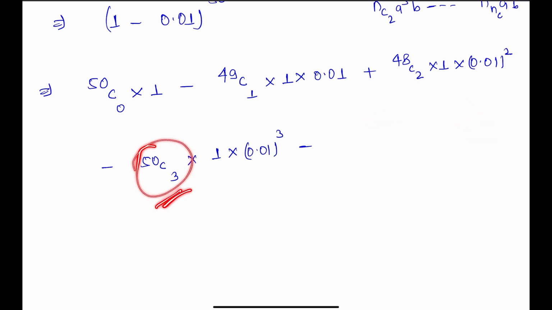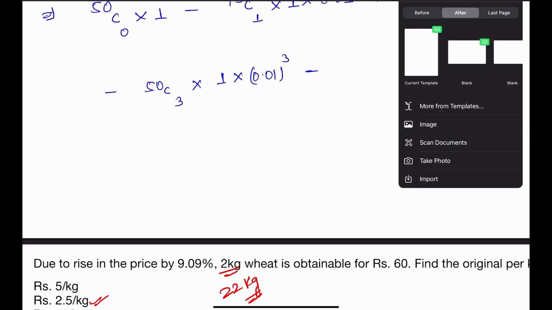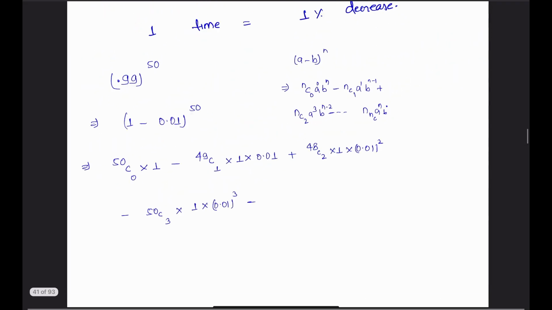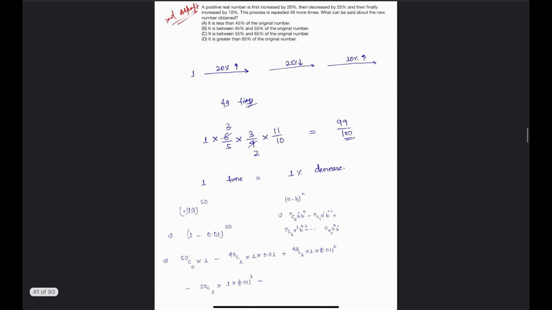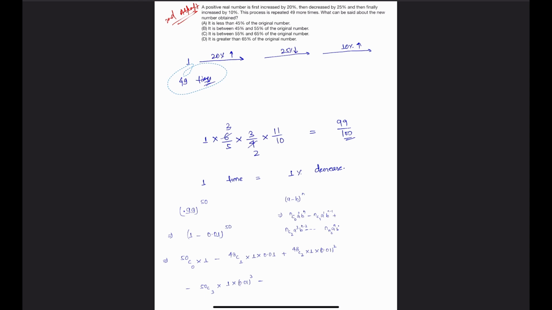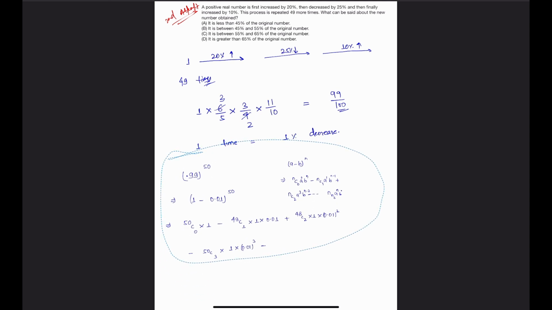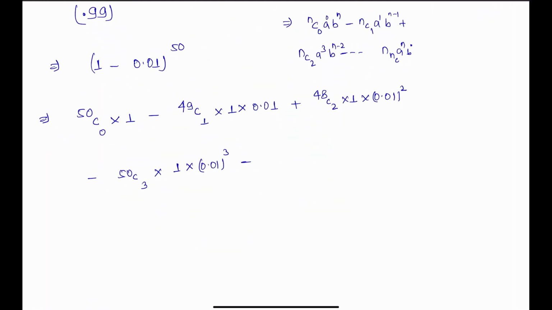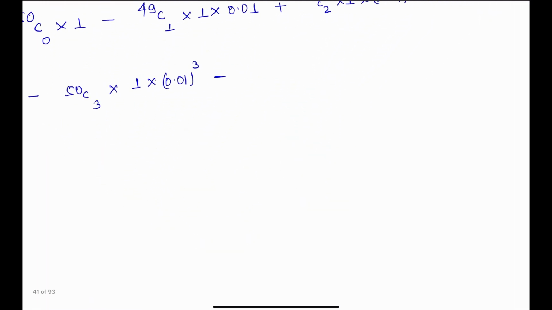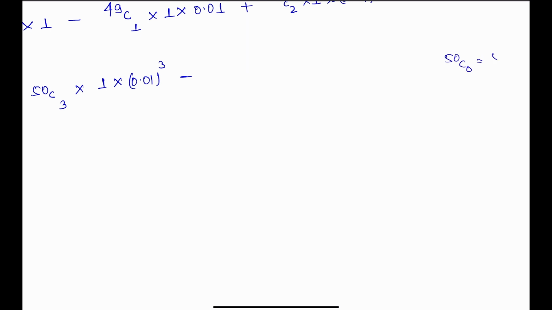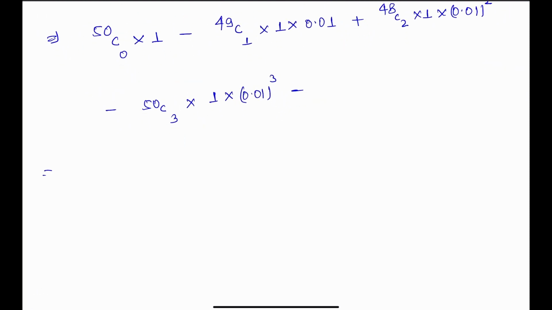So one thing, let's try to write it down. I might take one more page, or let's see if necessary or not. Let's try to make some more space one time. Yeah, that's more than enough space. So 50C0 can be written as 50 factorial upon 50 factorial into 0 factorial. This is 1. So this value is 1.